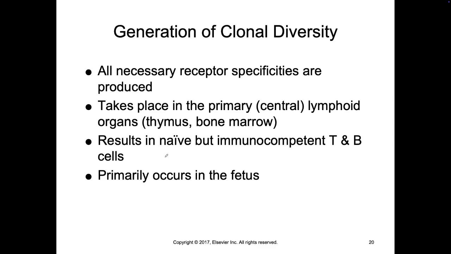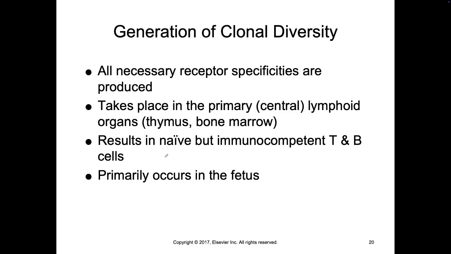And the answer is through germline recombination of DNA segments that involve hundreds of different pieces of DNA that can be combined in any order and can be combined in the face of either removing or adding nucleotides as well. Okay. All necessary receptor specificities are produced in diversity, and this takes place initially in red bone marrow, and then for B cells.